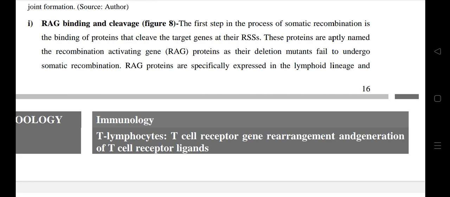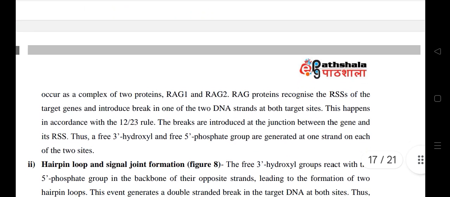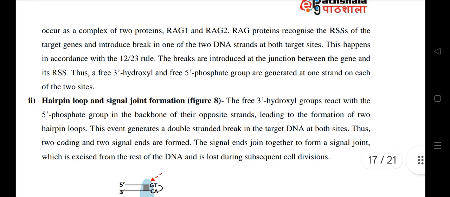These proteins are aptly named the recombination activating gene proteins, as their deletion mutants fail to undergo somatic recombination. RAG proteins are specifically expressed in the lymphoid lineage and occur as a complex of two proteins, RAG1 and RAG2. RAG proteins recognize the RSS of the target genes and introduce a break in one of the two DNA strands at both target sites. This happens in accordance with the 12-23 rule. The breaks are produced at the junction between the gene and its RSS.